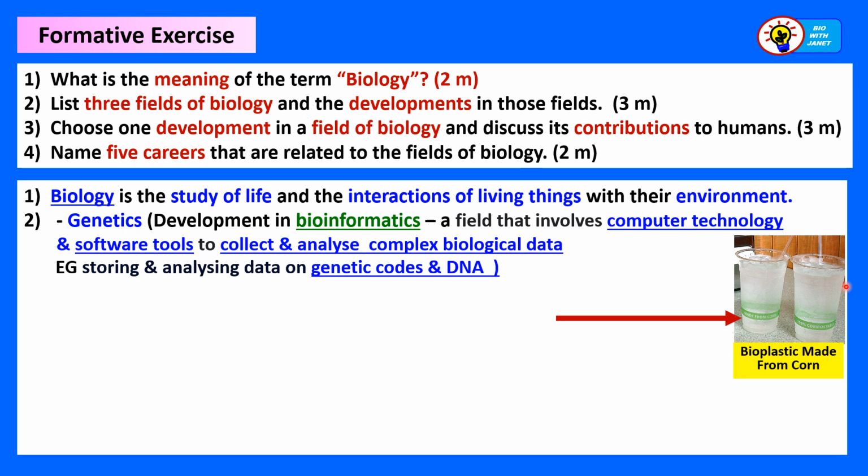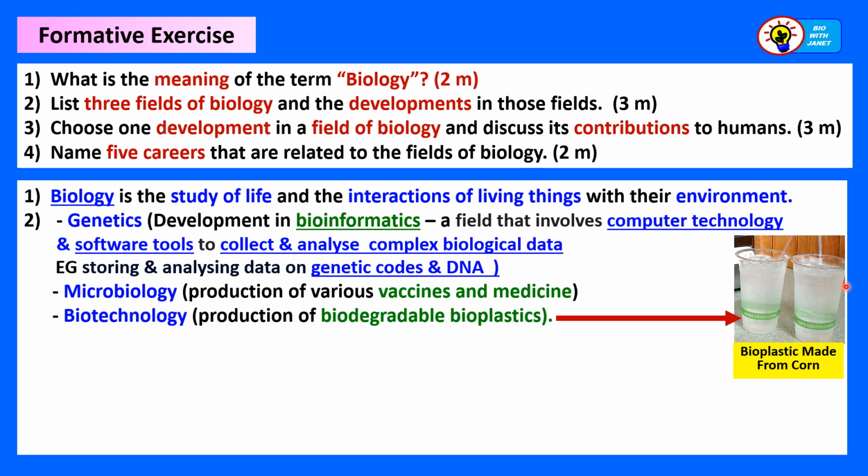This large amount of data needs to be stored, and usually computer technology is used to store all this complex biological data. So this is the field of bioinformatics. Now, another field is microbiology. The developments in this field are used in the production of various vaccines and medicine, one of the latest being the COVID-19 vaccine. Biotechnology is another field, and one of the developments in this field is the production of biodegradable bioplastics. So what are bioplastics?